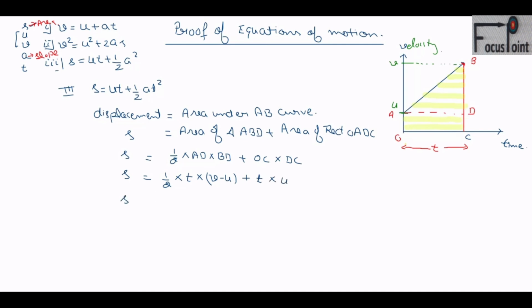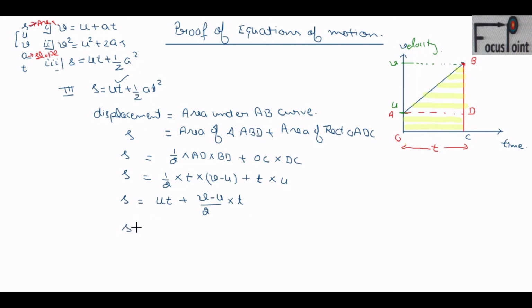So S is equal to, now this UT I can write at the first position. So S is equal to UT plus V minus U over 2 into T. Any problem? Half into T into V minus U, that is V minus U over 2 into T. Clear now? Okay.